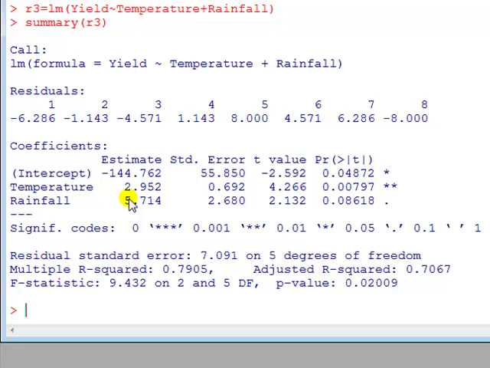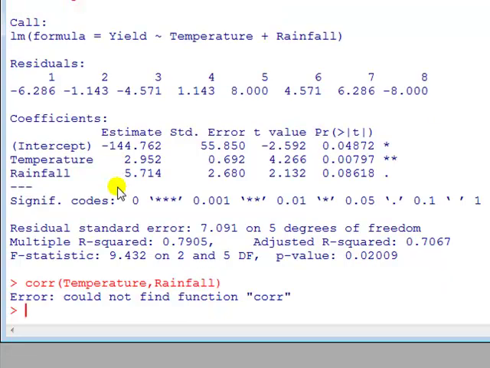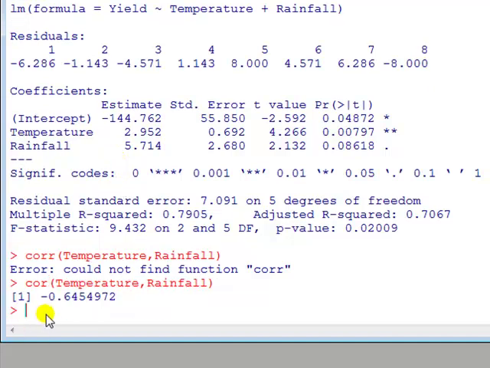Let's look at the correlation between the IVs here anyway. We'd expect there to be some correlation, because if there wasn't, then the signs wouldn't have changed and the magnitudes wouldn't have changed so much. Oh, sorry, it's cor for correlation in R. It's -0.5 approximately. So that gives you the idea that if it's very rainy, the season tends to have a lower temperature. So that's the key thing for today.